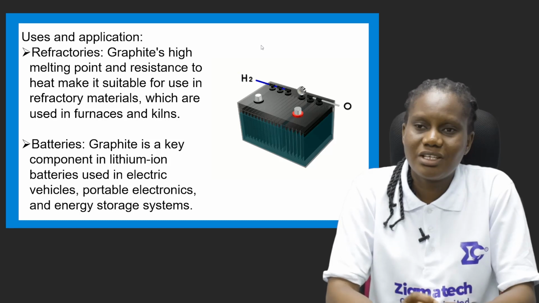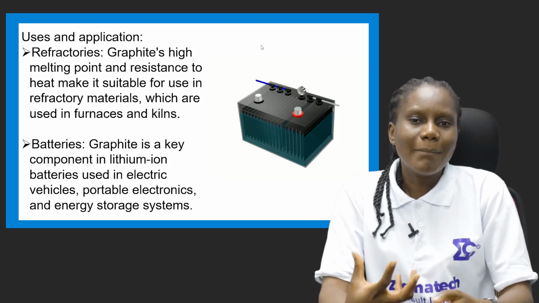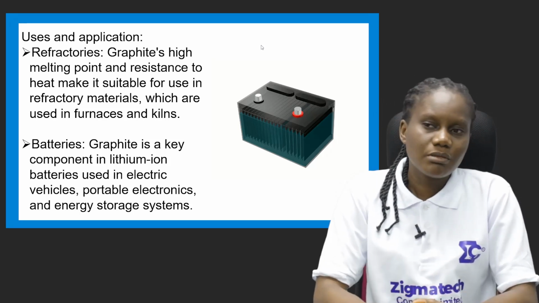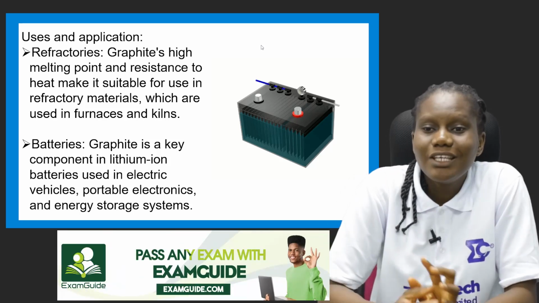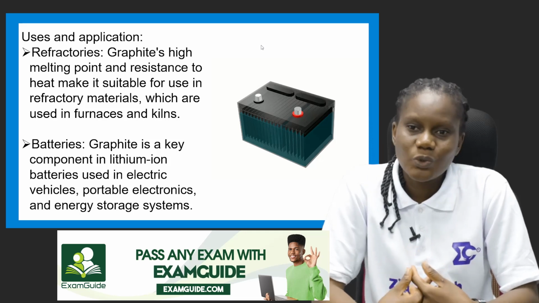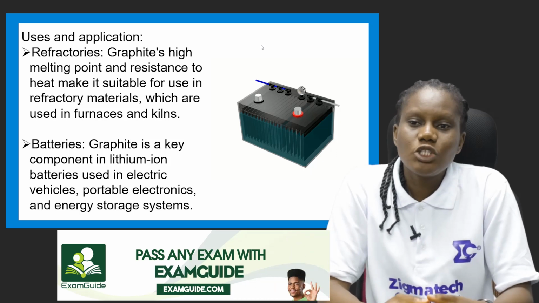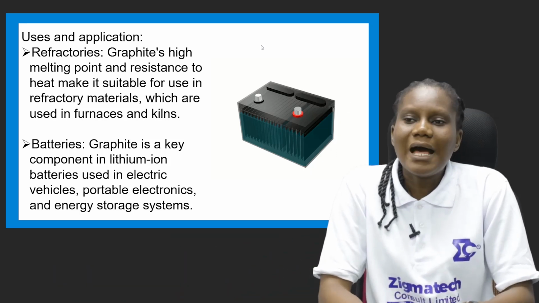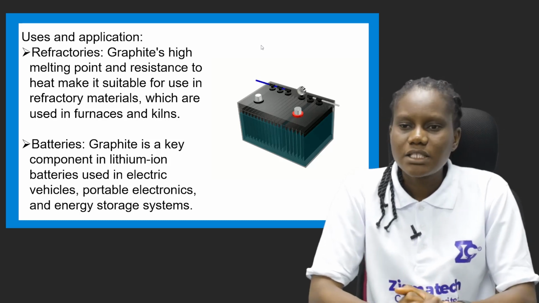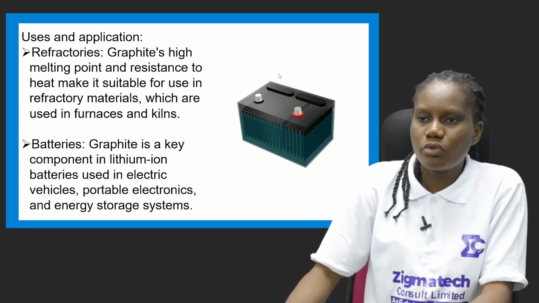Graphite's high melting point and resistance to heat make it suitable for use in refractory materials, which are used in furnaces and kilns. Number two is in batteries. You can see a battery there. Graphite is a key component in lithium-ion batteries used in electric vehicles. You are surprised to hear that there are electric vehicles? Yes, there are. The battery that they use is called a lithium-ion battery, and one of the major constituents of that lithium-ion battery is graphite, and also in portable electronics and energy storage systems.